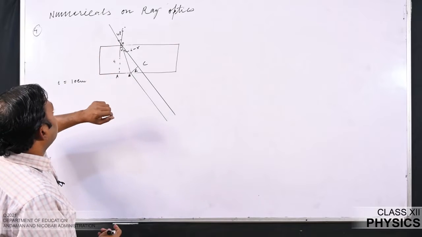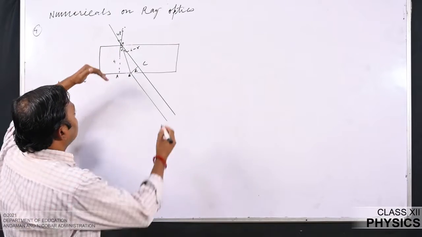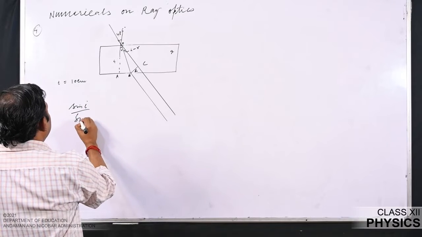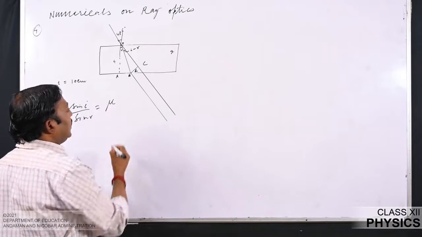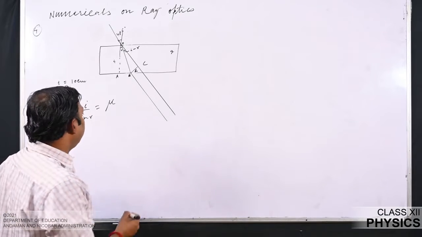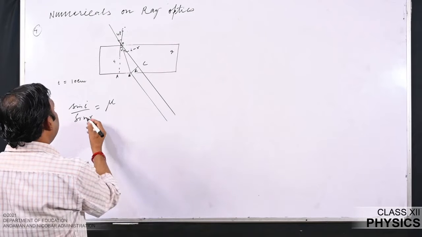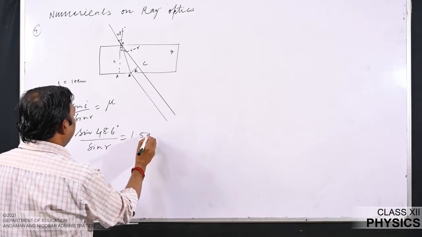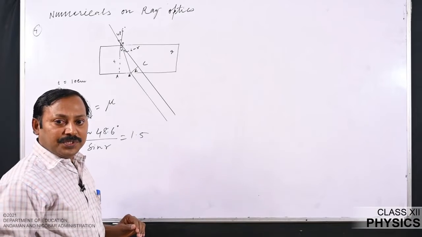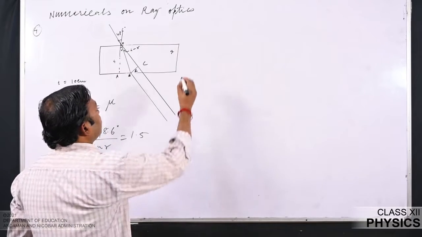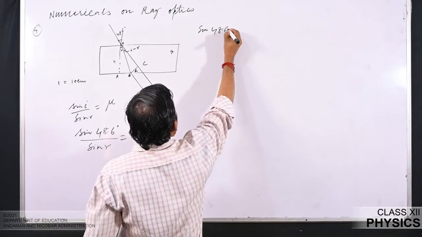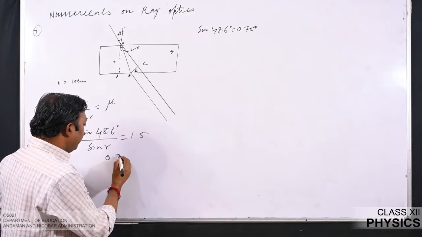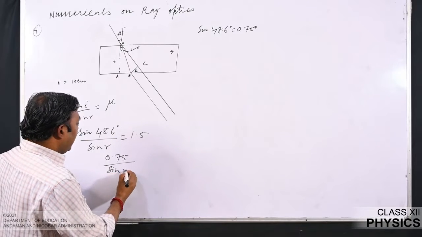Now by using Snell's law for the surface which separates air as well as glass, we can write: sin I by sin R is equal to refractive index mu. The refractive index of glass is given as 1.5. So in place of mu you can take 1.5, and sin I, where I is 48.6 degree, divided by sin R is equal to 1.5. The value of sin 48.6 degree is given in the question, which is 0.75. So we will substitute that value here. On substituting, we get 0.75 divided by sin R is equal to 1.5.